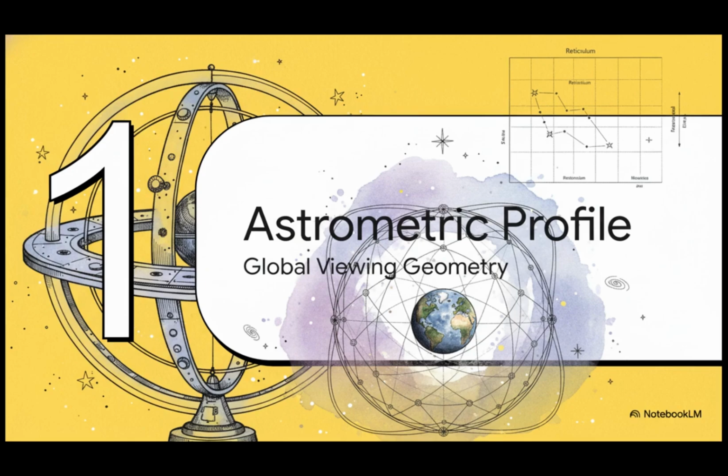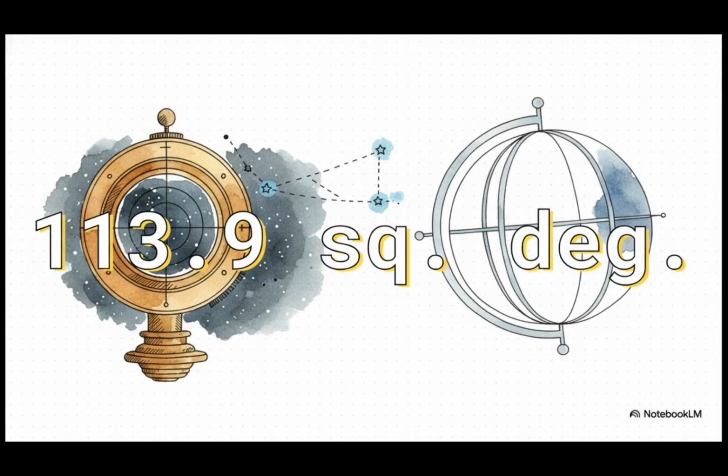Before we can discuss what's in Reticulum, we first need to understand where it is on the celestial sphere, how large it is, and, crucially, who can actually see it. Reticulum occupies just 113.9 square degrees of the sky. Now, to put that figure into perspective, out of all 88 official constellations, it ranks 82nd in size. It is, by any measure, tiny. But this small patch of celestial real estate is, as we are about to discover, conceptually massive. It truly punches far above its weight.